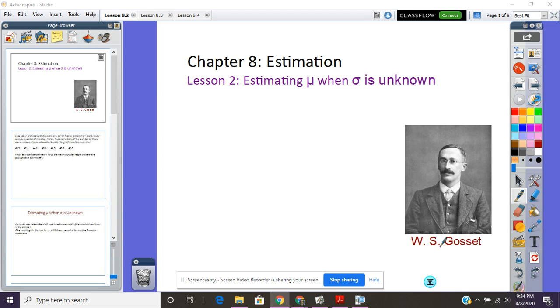So in this video about estimation, we're going to talk about estimating the population mean when you don't know the population standard deviation. And we're going to use this table called Student's t-table to do this.